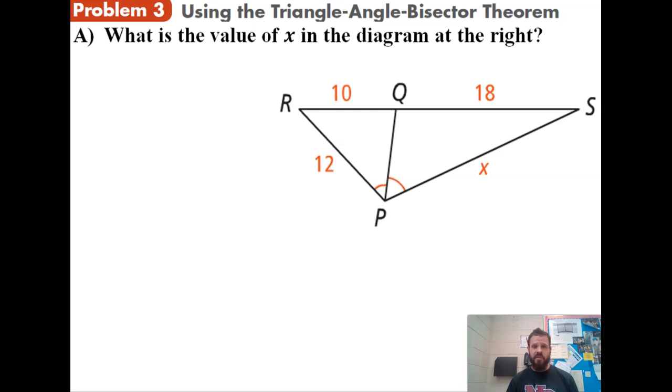3a says, what's the value of x in the diagram at the right? Okay, so again, triangle angle bisector theorem applies because I have my larger triangle with one angle bisected, okay, with this angle P split into two congruent parts. Okay, that means that the opposite side will be split proportionally to the other two sides of the triangle. So I can say that 10 over 12 is equal to 18 over x.